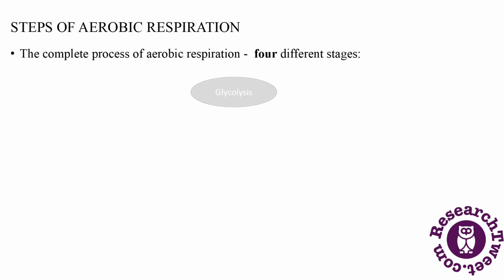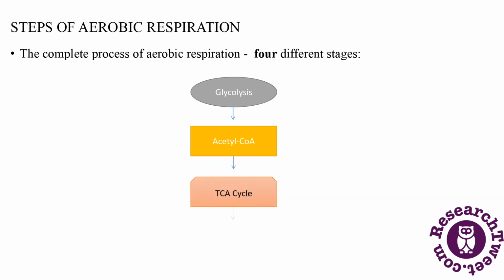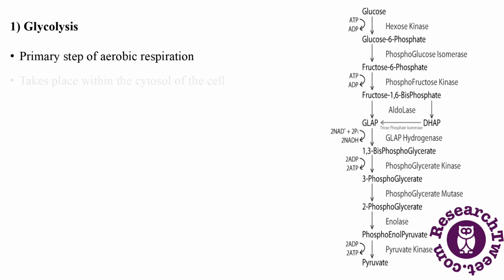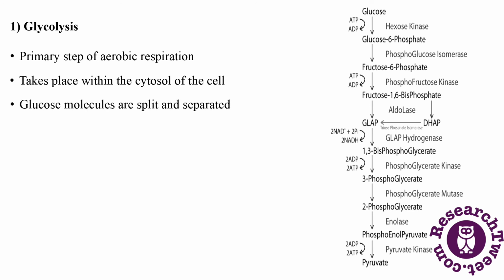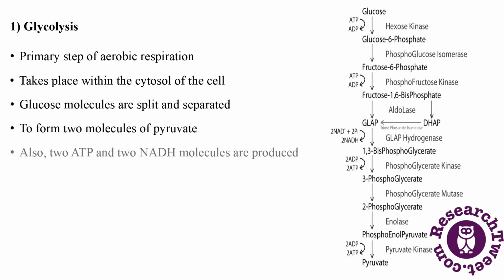Steps of aerobic respiration. The complete process of aerobic respiration occurs in 4 different stages. Glycolysis, formation of acetyl coenzyme A, tricarboxylic acid (TCA) cycle, and oxidative phosphorylation and electron transport system. Glycolysis is the primary step of aerobic respiration and takes place within the cytosol of the cell. During the glycolysis process, the glucose molecules are split to form 2 molecules of pyruvate, and also 2 ATP and 2 NADH molecules are produced, which are later used in the process of aerobic respiration.